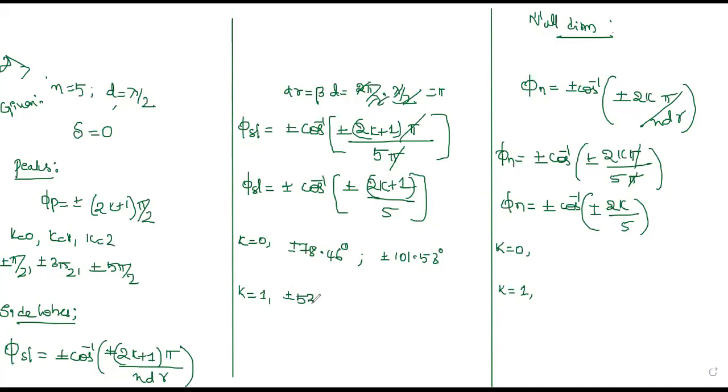So k is equal to 1, 53.13 and 126.87. Okay. K is equal to 2, 0 and 180. What about k is equal to 3? Invalid. Okay, correct.